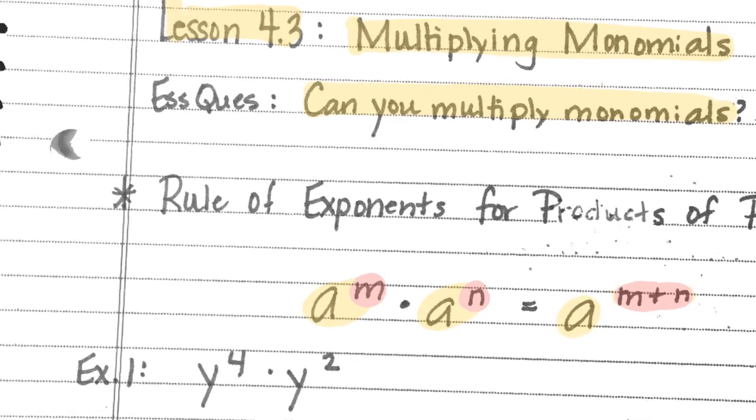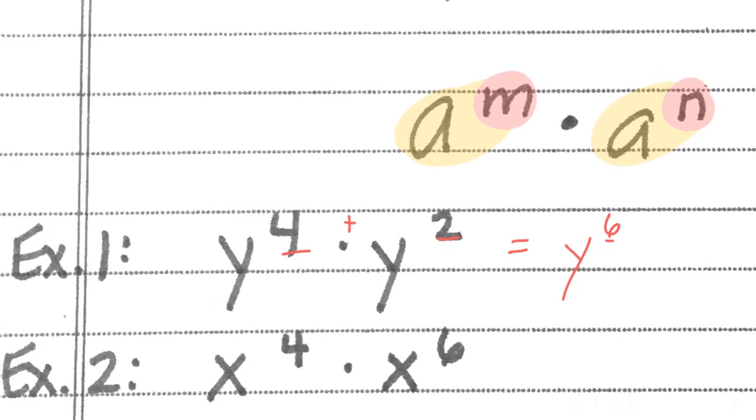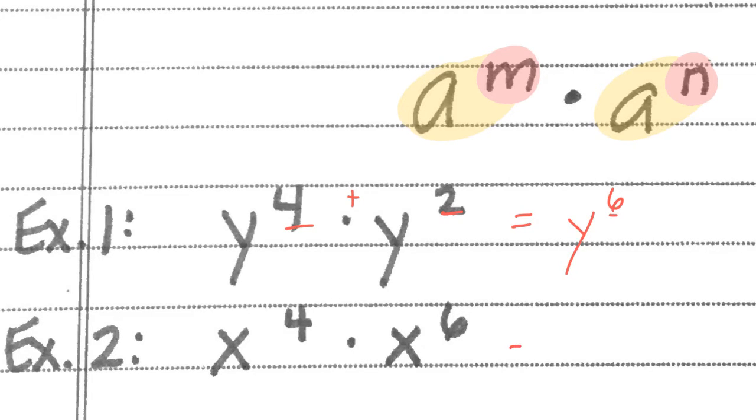So let's go ahead and look at example 1. When I multiply, I don't change the y, and I add the exponents. 4 plus 2 is 6. When I multiply, I add the exponents. So 4 plus 6 is 10.